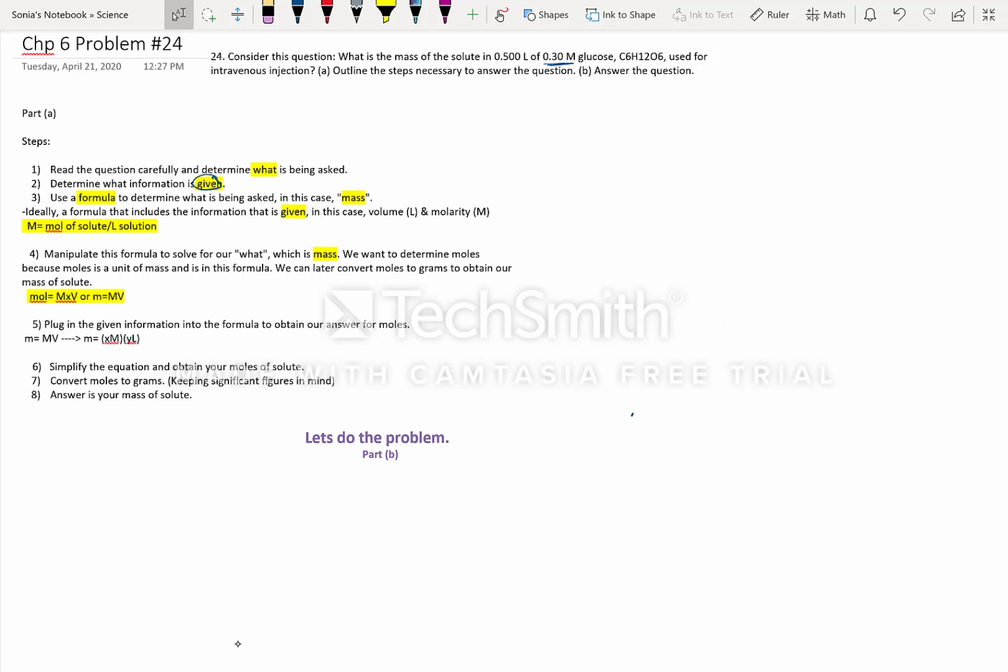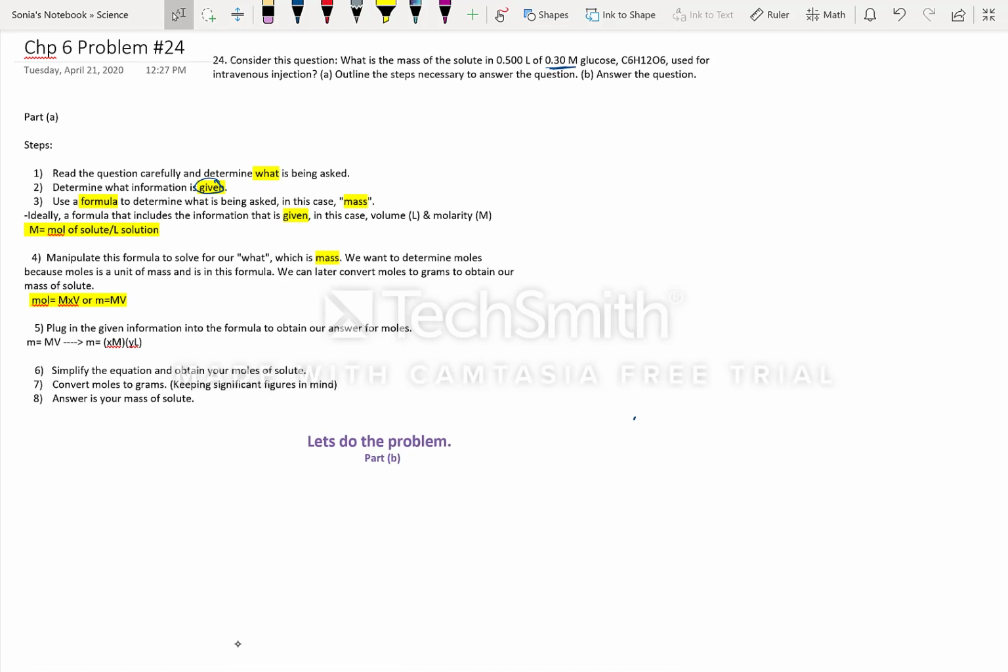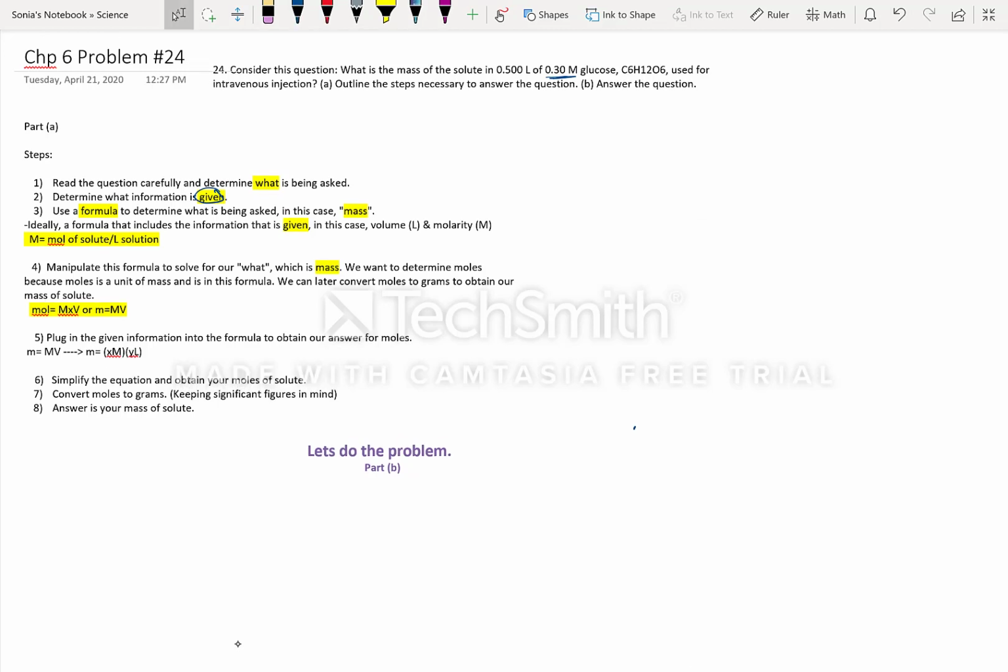I'm going to be doing a demonstration on problem number 24 from chapter 6. Let's go ahead and read the question. It says, consider this question. What is the mass of the solute in 0.500 liters of 0.30 molarity glucose? And it gives us a formula for glucose, which is C6H12O6, used for intravenous injection.